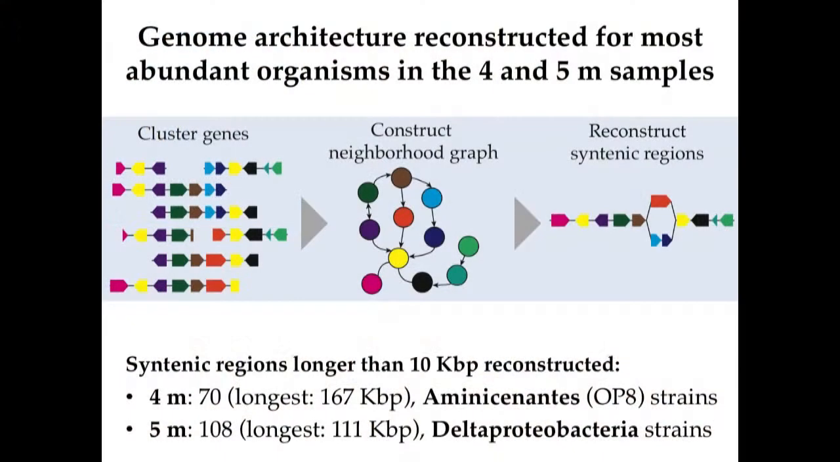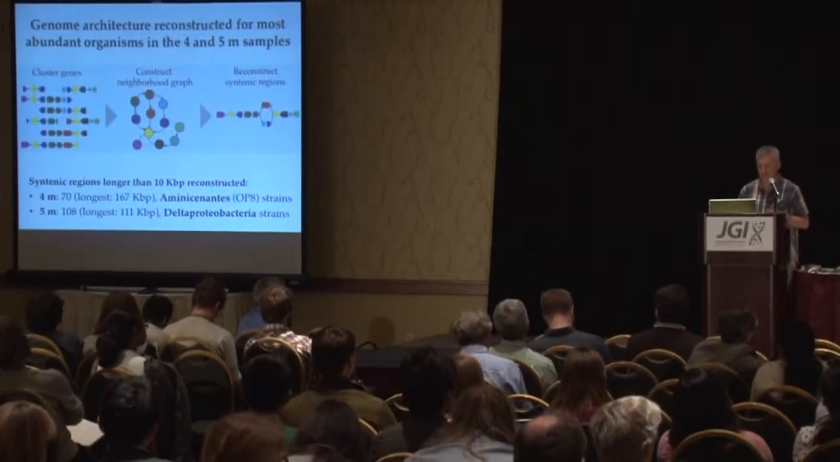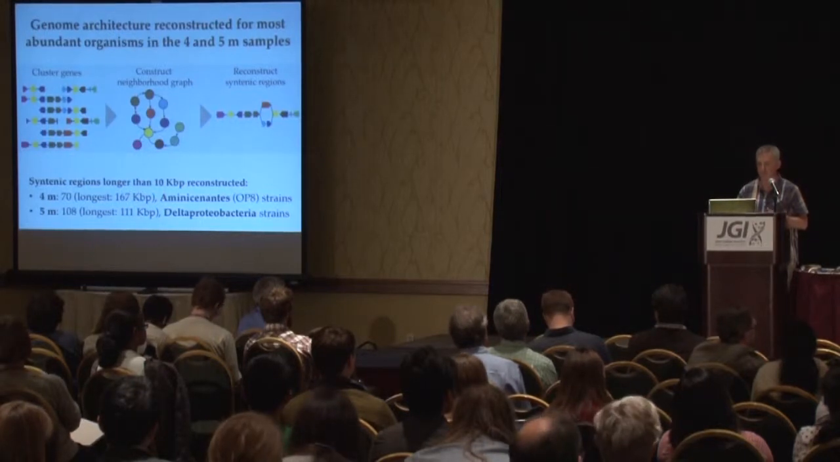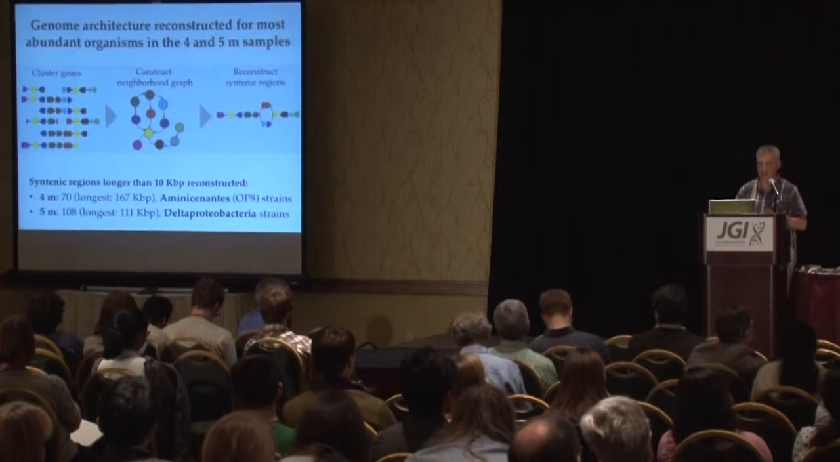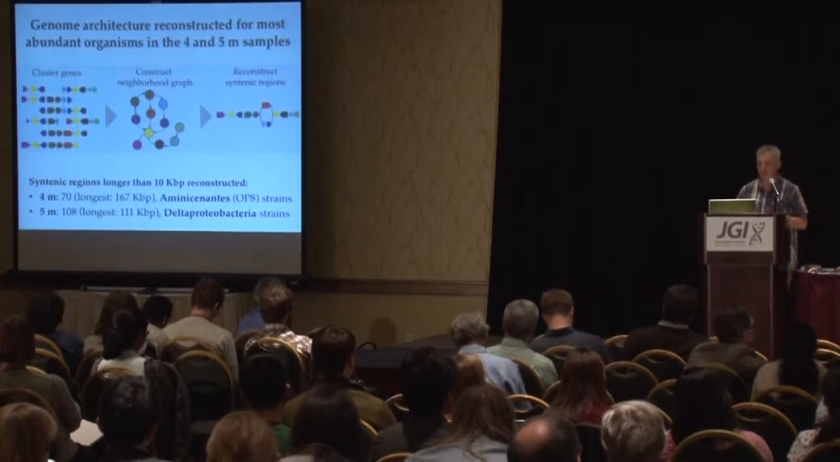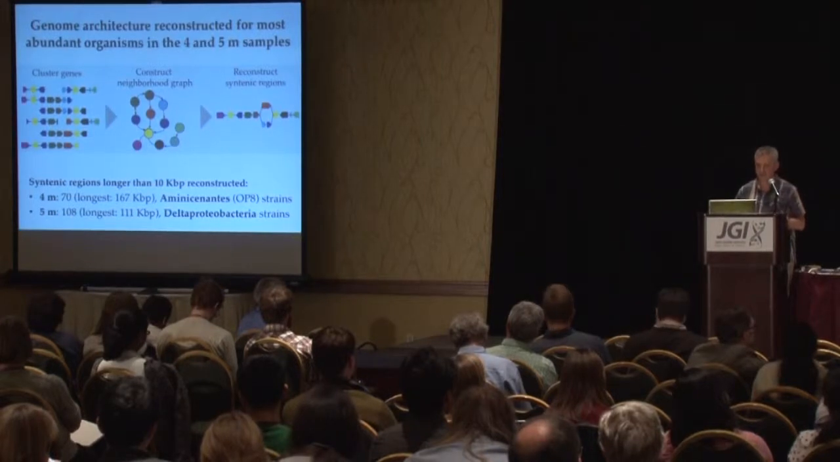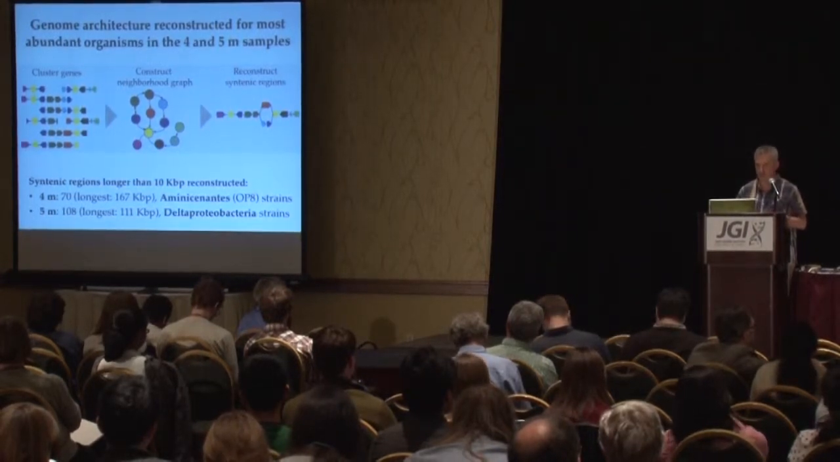One other thing that we did was to try and reconstruct genome architecture for these species and strains, at least for the region on these species and strains that is common to all of them. In order to do that, we developed an algorithm that, by considering the molecular reads and the order of genes on them and the gene families, reconstructs synthetic regions for the genomes.